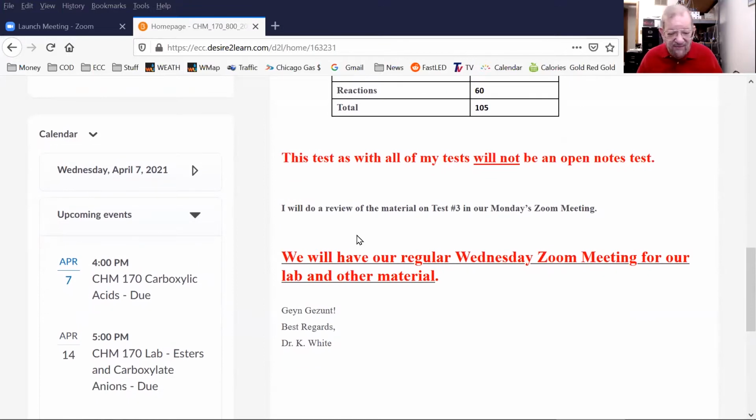On this coming Monday, I'll do my world famous review for the next test, in this case, test number 3. I'll also go through the amines problem set this coming Monday, because I've already finished it: the amines, quaternary ammonium salts, amine salts, and amides. Make sure you try them over the weekend. And we'll have our regular Zoom meeting and lab and other material. And then afterward, I'll send you the email.